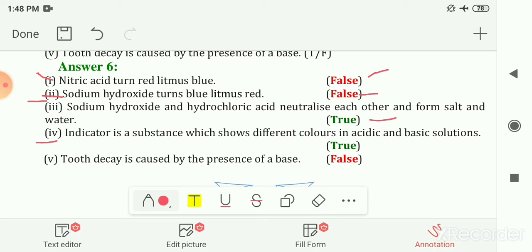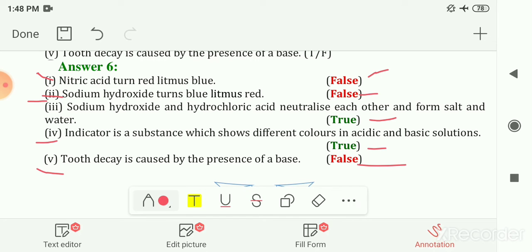Next is: an indicator is a substance which shows different colors in acidic and basic solutions. So here your answer is true. And we have seen many examples of these indicators which show different colors for different kinds of solutions. The last one is: tooth decay is caused by the presence of base. So here your answer is false.